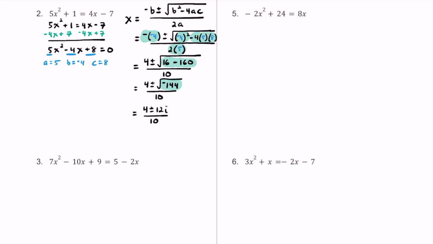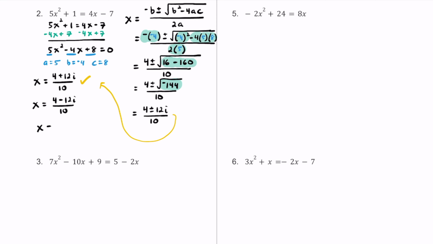Okay, so before we go any further, let's move this up here and then split it into two different equations. So we know that one of our equations here is going to be x is equal to 4 plus 12i on top of 10. And then we know that our other one here is going to be x is equal to 4 minus 12i over 10.